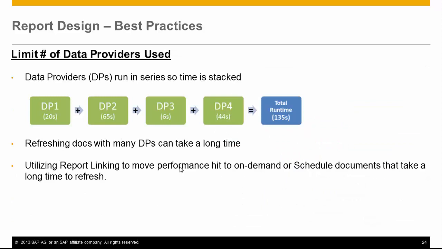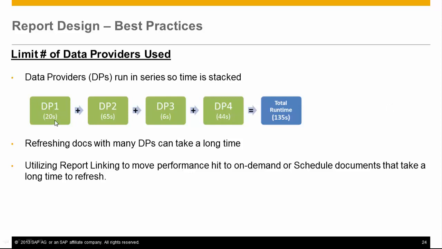So limit the number of data providers you use. I've seen different numbers thrown out there by different consultants. I think 10 to 15 data providers is the average maximum that most people would recommend. But really here, I just want to make sure that you understand that behind the scenes, data providers are run in series. So essentially the time is stacked, one upon the other. We execute the first data provider, and when that comes back, we execute the second one, then the third one, the fourth one, and that time all adds up and contributes to the total runtime.